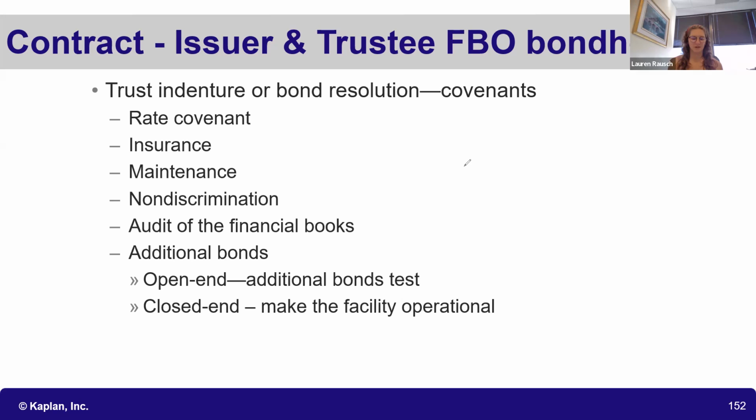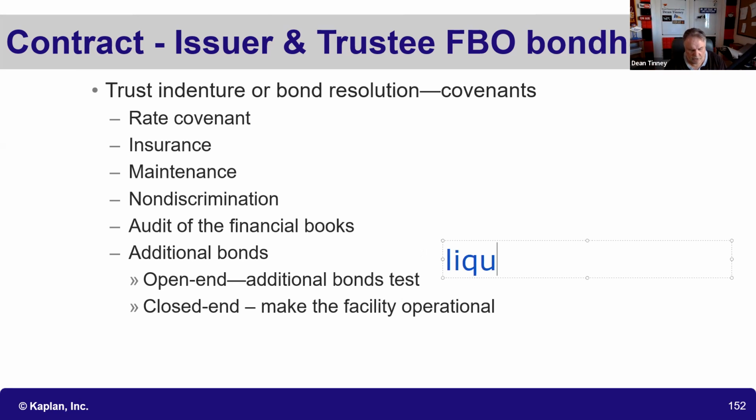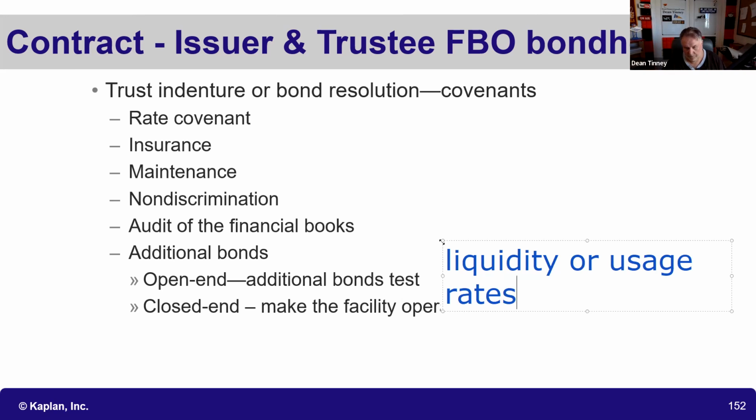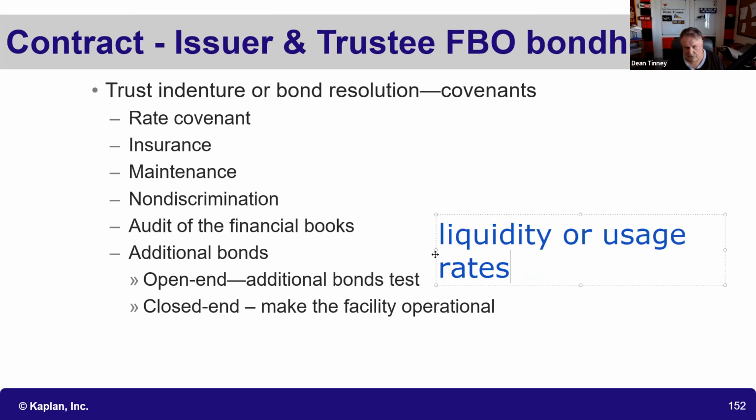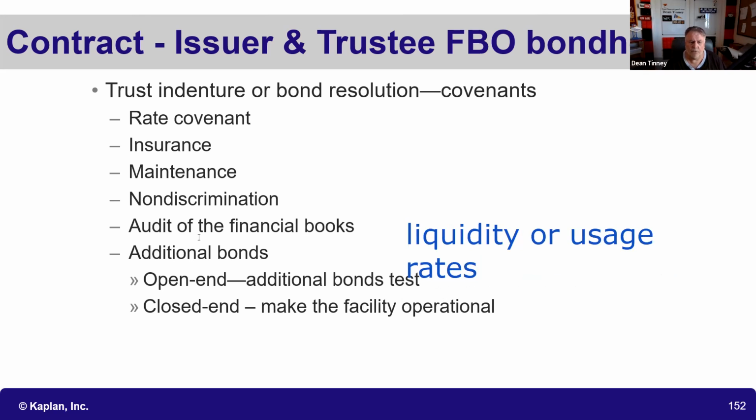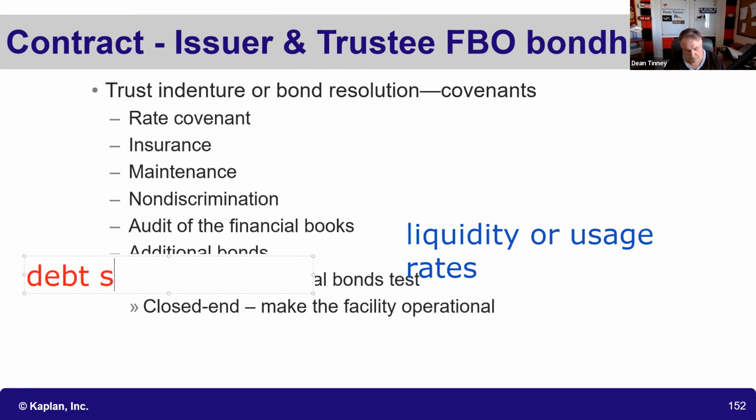Could you elaborate a little bit on the additional bonds test? Yeah, the additional bonds test is typically going to be liquidity ratios. It could also be usage. We might say, for example, before we build a new terminal, we need to have usage on the previous existing terminals of 90% or whatever the case may be. The big one for you as a test taker, I'm not going to make you crunch this number, but the biggest financial thing we're going to be interested in is what's called debt service coverage ratio.